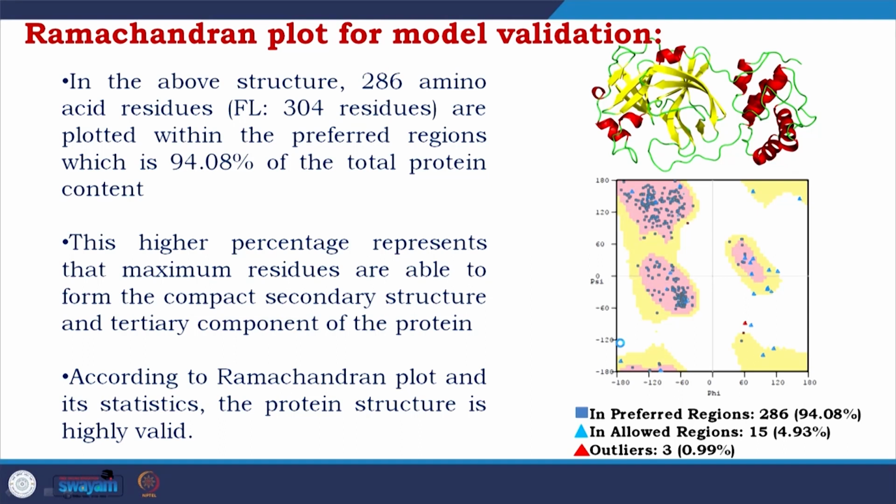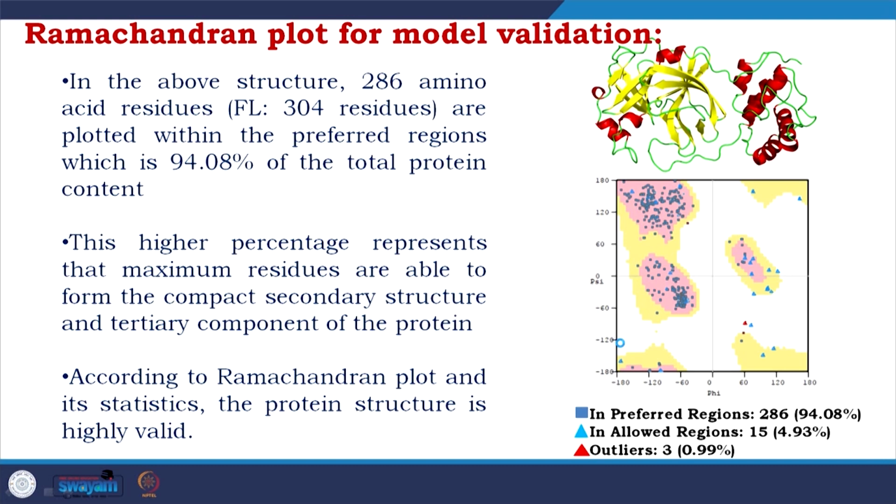So if you see in the above structure, among the 304 residues of the full length, 286 amino acids are plotted within the preferred region, which is 94.08% of the total protein. In the allowed region, there are 15, which is 4.93%. In the outlier, there are 3, which represents about 1% or less. This higher percentage represents that the maximum number of residues are able to form the compact secondary structure and tertiary component of the protein. According to the Ramachandran plot and its statistics, the protein structure is highly valid.